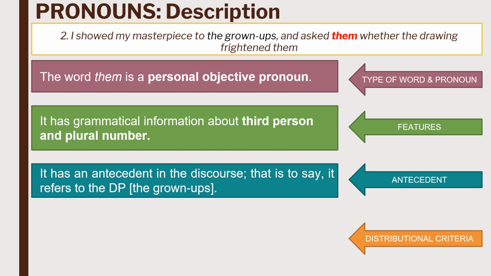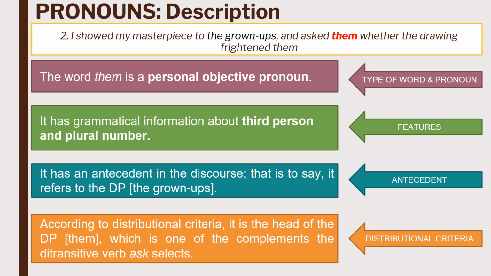With respect to distributional criteria, in this context, them is the head of the DP them, which is one of the complements of the ditransitive verb ask.